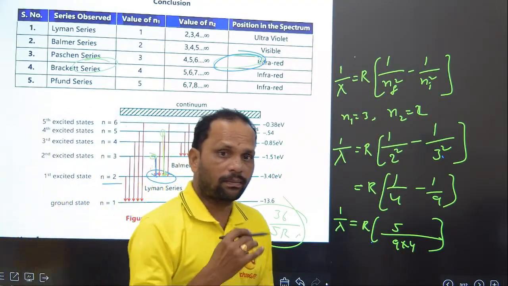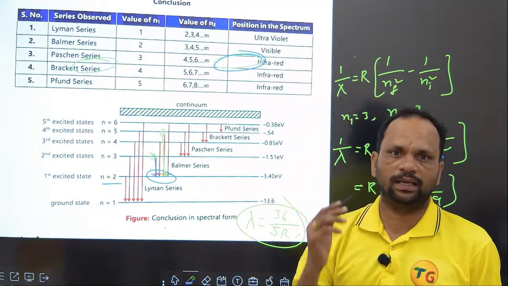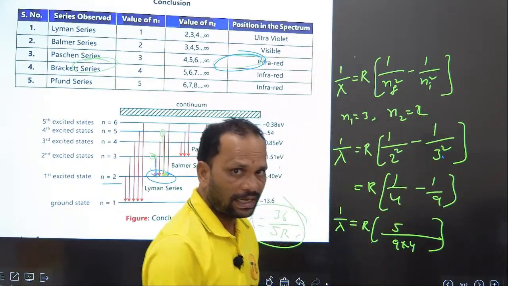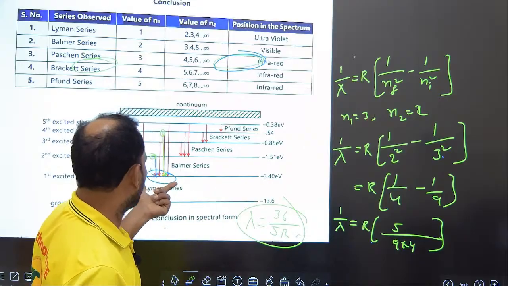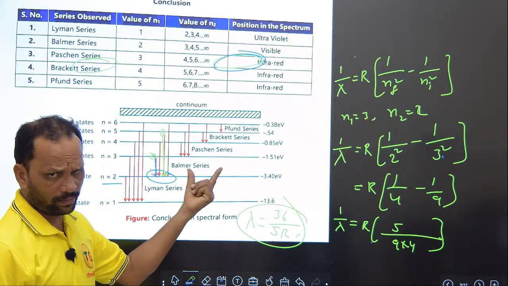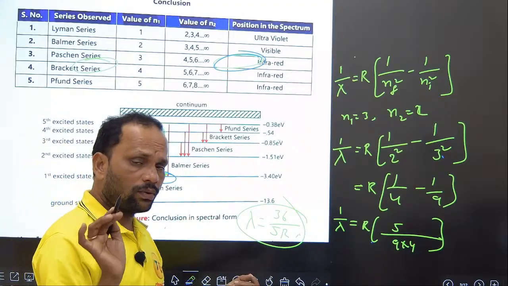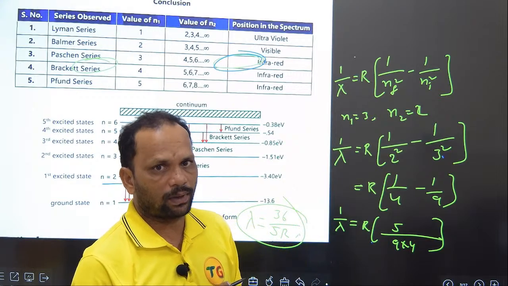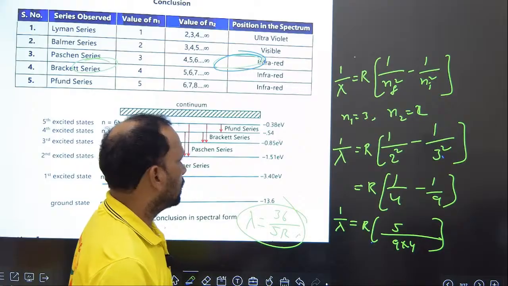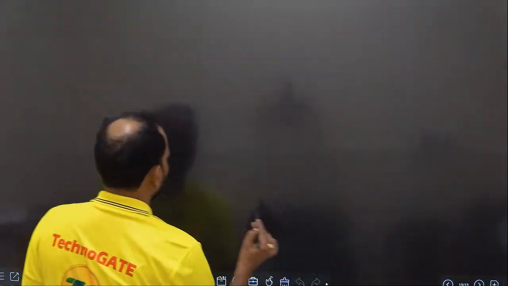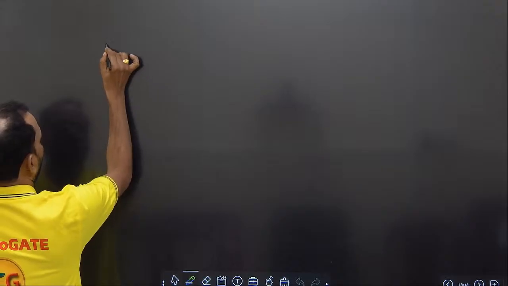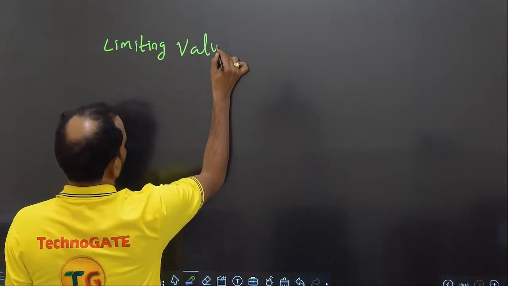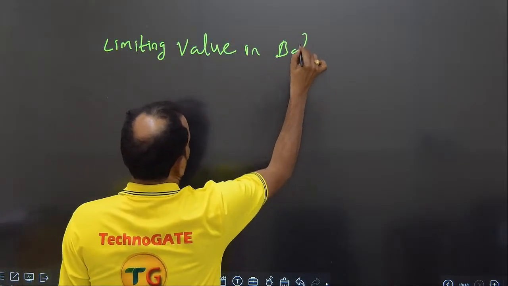What is the limiting line? The shortest wavelength. The shortest wavelength comes from infinite. So it comes from infinite: the electron jumps from infinite to the second orbit. Whatever wavelength is released from infinite to the second orbit, that wavelength is the shortest wavelength in the Balmer series. How much is the wavelength? Now, the limiting value in the Balmer series.